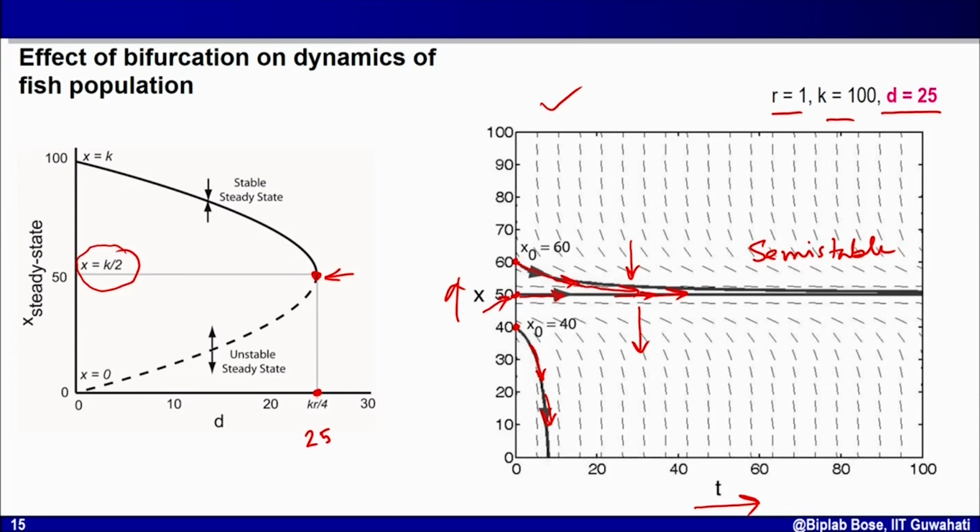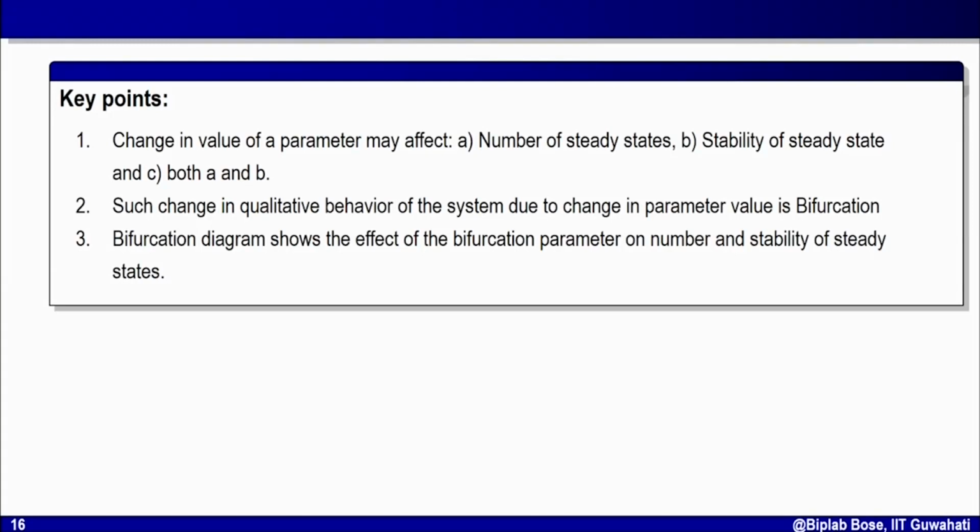So these examples explain how the bifurcation plot in combination with the direction field tells me how a particular parameter affects the steady states, possible steady state, and the dynamics around the steady state for a particular system. So let us jot down what we have learned in this video. The key points are: change in value of a parameter may affect number of possible steady state in the system. It can affect the stability of the steady state, or it can affect both number and stability. And such changes are actually changes in the qualitative behavior of the system.